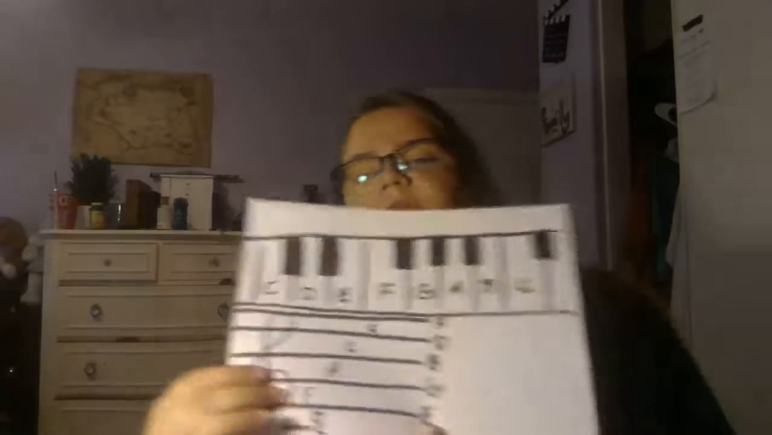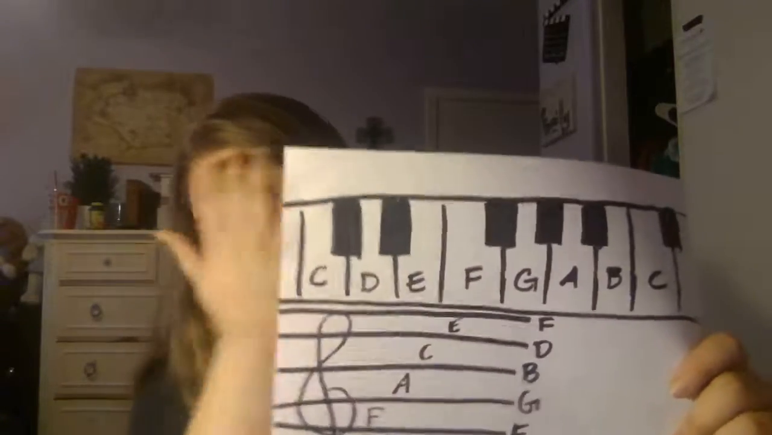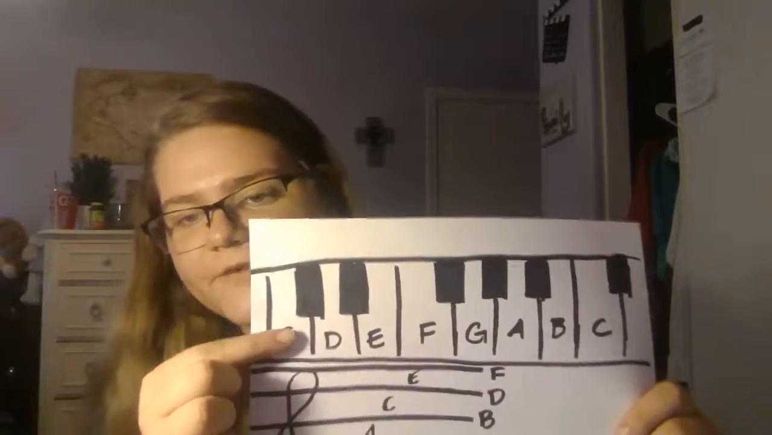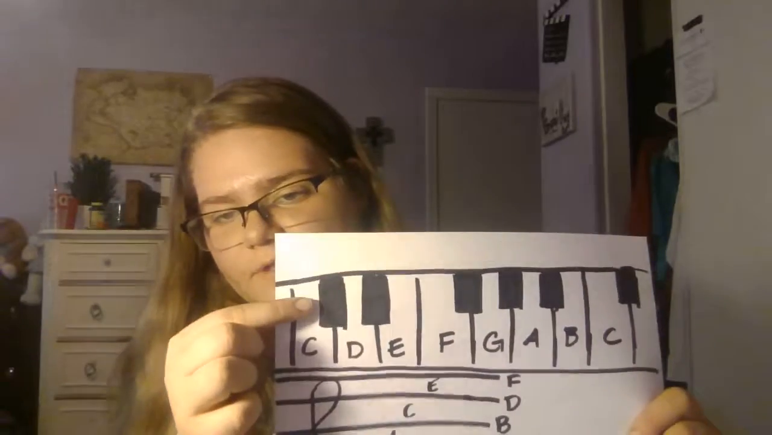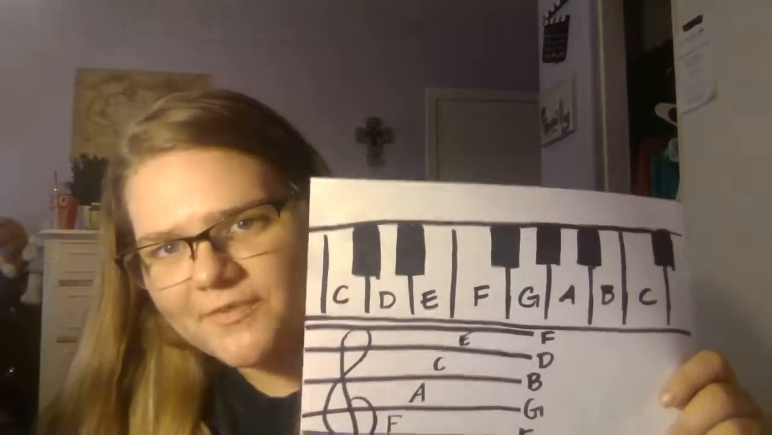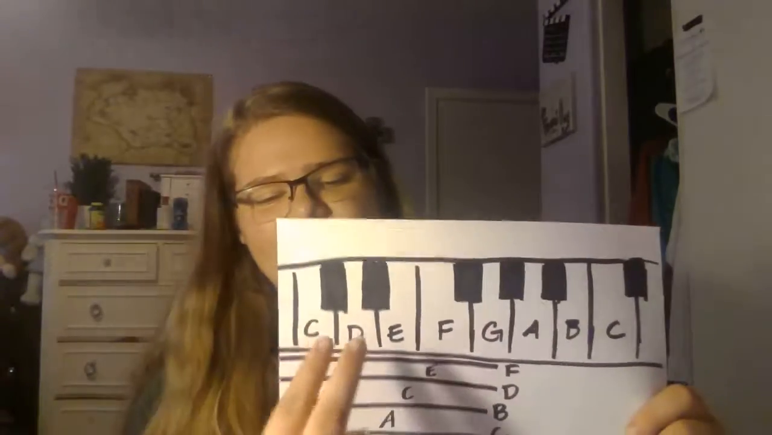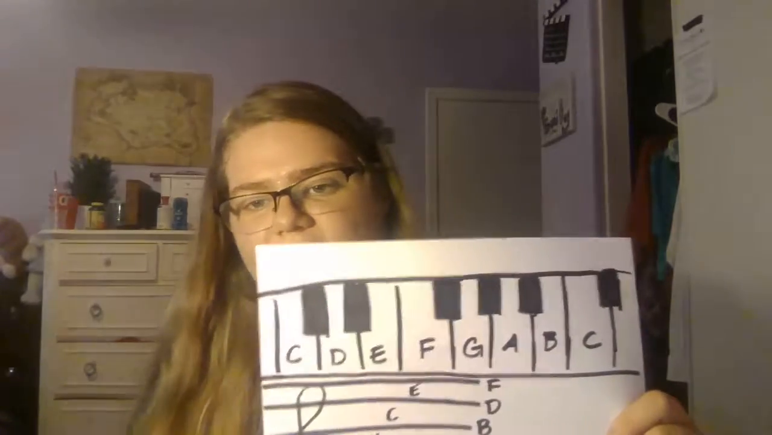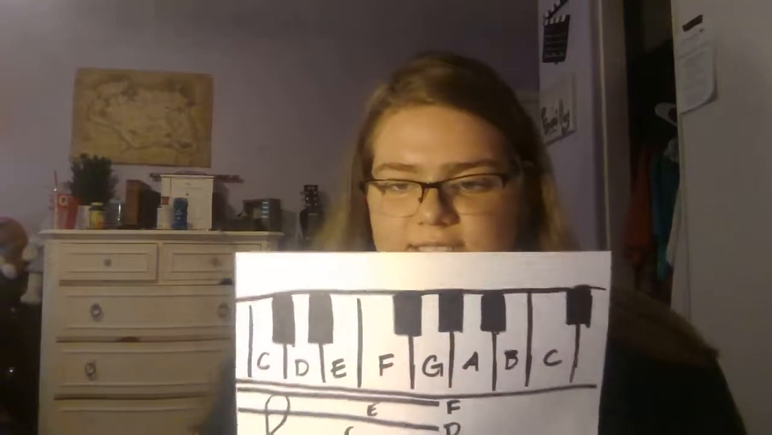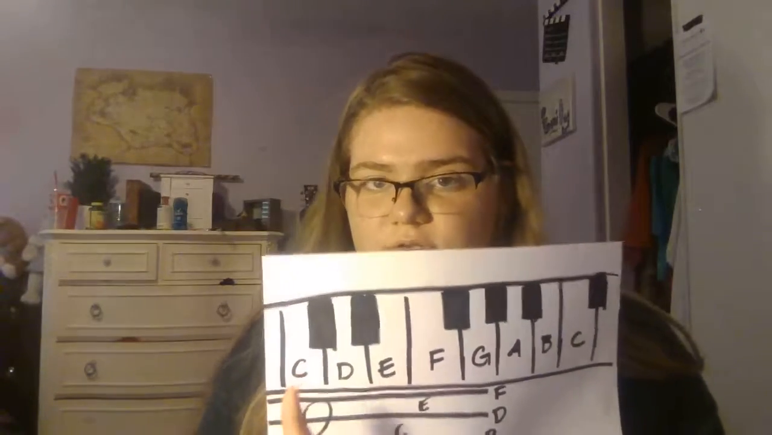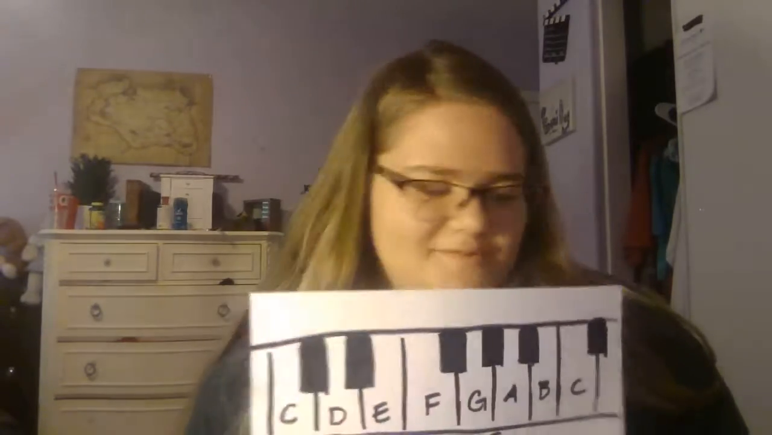So, right here, I drew out what a keyboard would look like. Every C is before these pairs of black notes. I'm not going to explain what the black notes are right now, but just remember that every C is before one pair of black notes. Don't get it confused with the 3 black notes. That's something different. But every C comes before the pair of black notes.